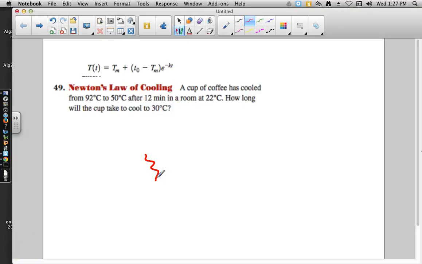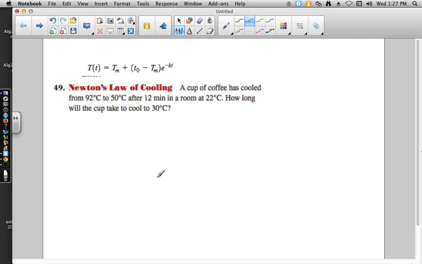We have one question for frequently asked questions for section 3.5 day 3, and it involves Newton's law of cooling. We have a cup of coffee that's cooled from 92 degrees Celsius to 50 degrees Celsius after 12 minutes in a room at 22 degrees Celsius. How long will the cup take to cool to 30 degrees Celsius?